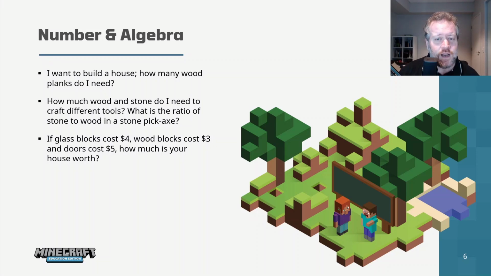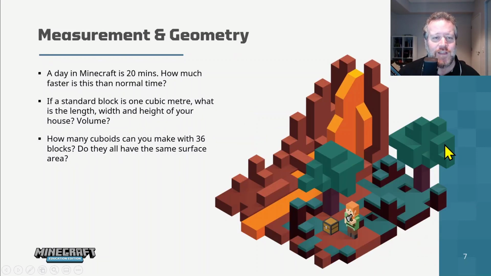And then we can bring in monetary values as well. If glass costs $4, wood costs $3, and doors cost $5, how much is your house worth? If the surface area of my bedroom is 16 square meters and paint costs $3 per litre, how much can I spend on decorating my bedroom? These are all the types of things that flow naturally in the game.